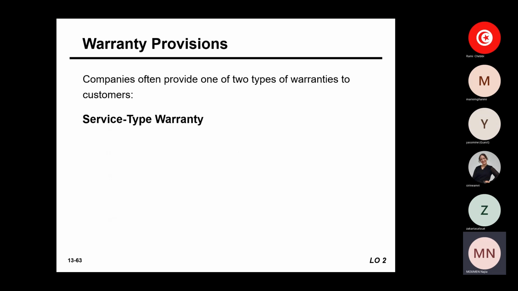Let's see now when we talk about the service type warranty. So what is a service type? This is an extended warranty on the product at an additional cost. So what is the difference between assurance type and service type?